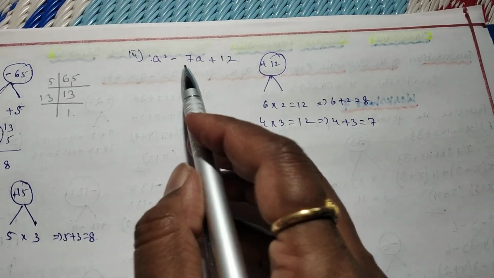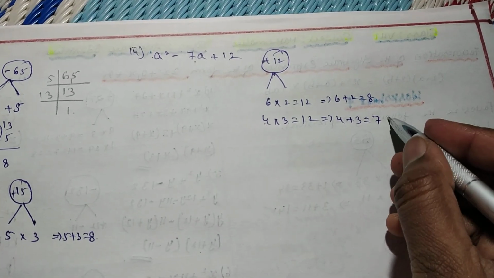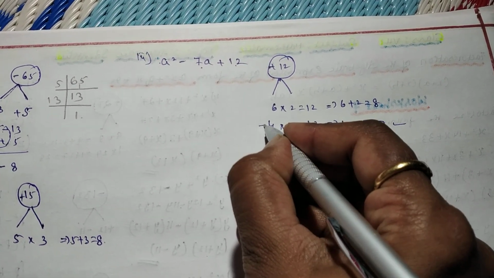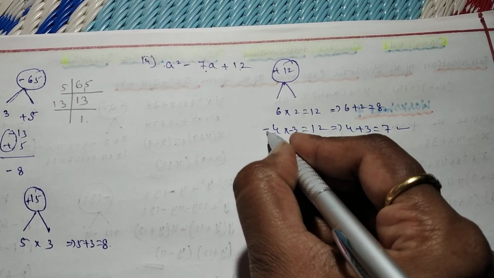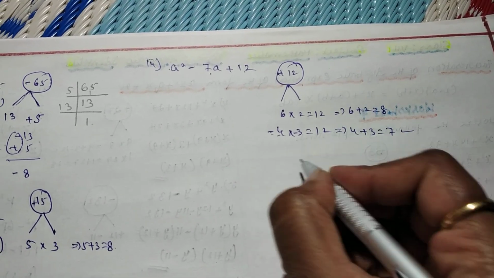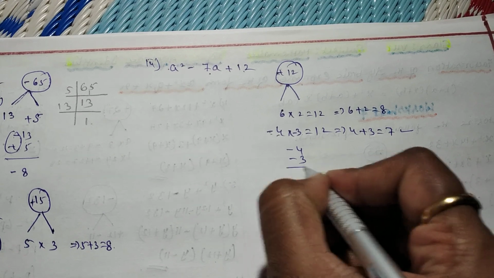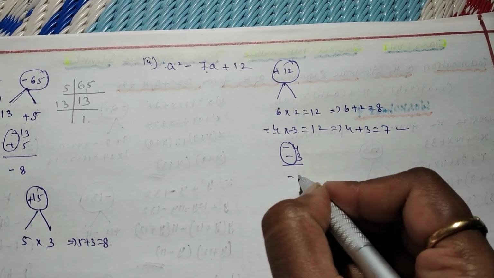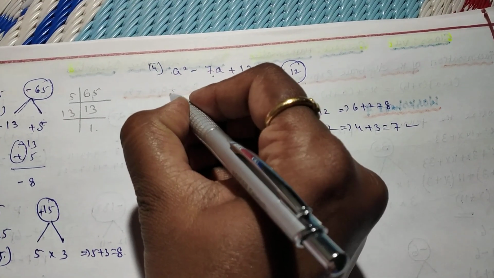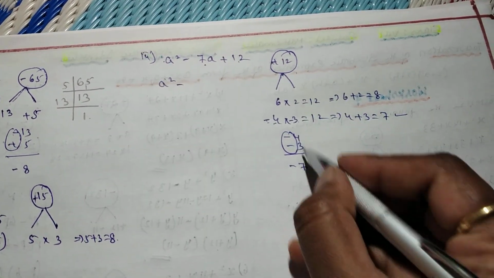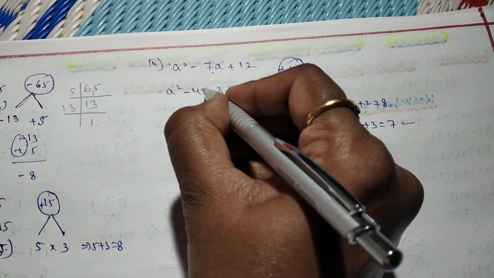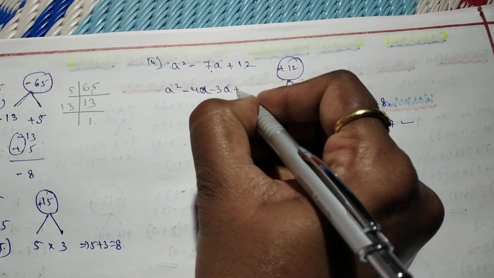Now check what we required. 7 we required means I have to go with this. But here what 7 we have? Minus 7. So I'll write it as minus 4 minus 3. Minus 4 minus 3, minus into minus is plus, 4 3s are 12. And minus 4 minus 3 if you add up, you'll get minus 7, because like signs the numbers should be added. So a square minus 4a minus 3a plus 12.